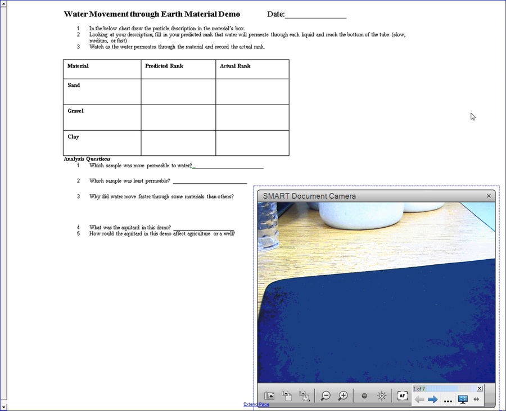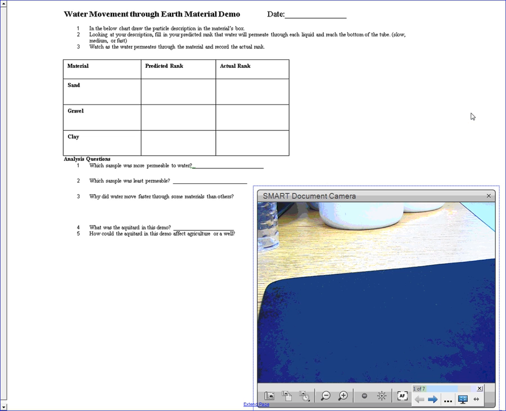We are going to be talking about how water moves through Earth's materials. We're also going to discuss the nitrogen cycle. We talked about the water cycle, and we're going to talk about how the nitrogen cycle plays a part in that. And then we're going to look at the river of life, because that is water, obviously.